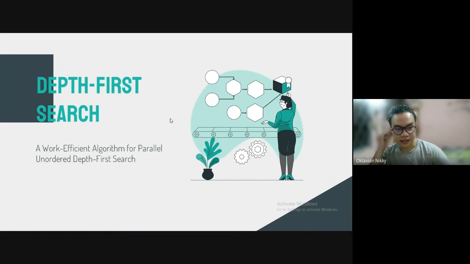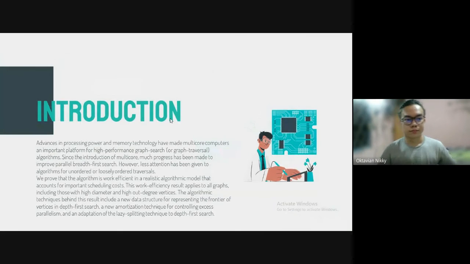And the next topic is depth first search, with the title A Work Efficient Algorithm for Parallel and Ordered Depth First Search. For the introduction, advances in processing power and memory technology have made multi-core computers an important platform for high performance graph search or graph traversal algorithms. Since the introduction of multi-core, much progress has been made to improve parallel breadth first search. However, less attention has been given to algorithms for unordered or loosely ordered traversal.